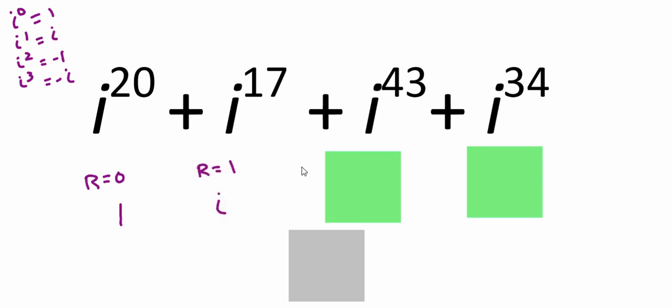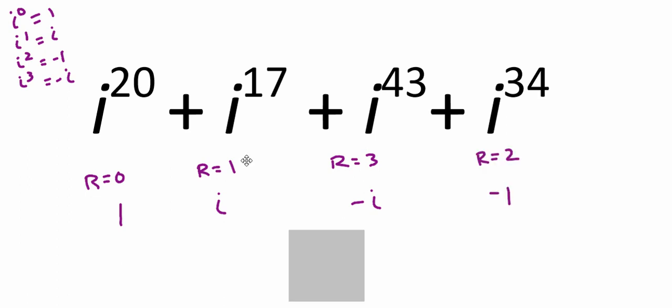Or do the remainder, right? 43, either divide and do the remainder, or say, hey, the closest multiple that's less than 43 is 40. 43 is 3 away from that. It's going to match up with i to the 3. Remainder of 3 is equal to negative i. Same thing with 34. The closest multiple of 4 is 32. 34 is 2 away from that, or divide and see your remainder is 2. And that matches up with i to the 2, which is negative 1. Put these all together and you're going to see 1 minus 1, well, that's 0. i minus i, that's 0. All our work and our answer is 0.